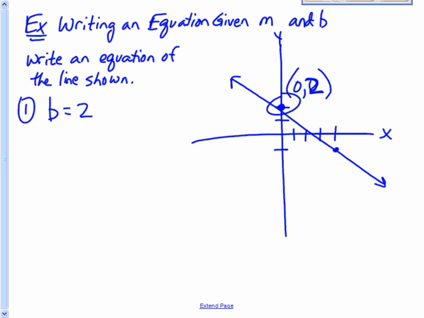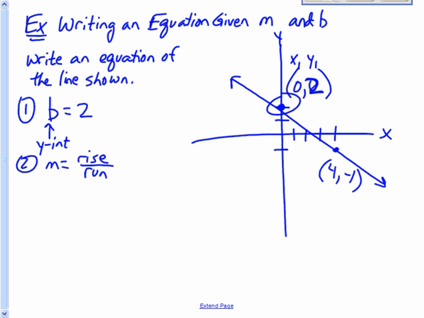That's where it crosses the y-axis. Number two, what's our slope? Well, let's go ahead and count that. We know that slope is rise over run, so we can do this one of two ways. We can either say it goes from (0, 2) to (4, -1), name those x1, y1, x2, y2, and then plug it into y2 minus y1 over x2 minus x1. Or we can just count it off.